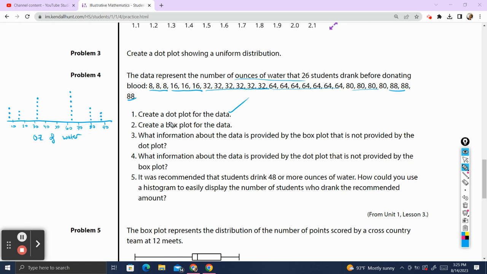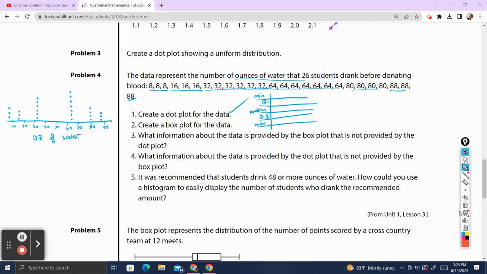We now have to create a box plot for the data. Now, if you watch my earlier videos, you know I always make a little table when I do box plots, because I need 5 values for every single one of my box plots. So I need my min, I need my max, I need my median, I need my Q1, my Q3. And at this point, we should be experts at finding these.